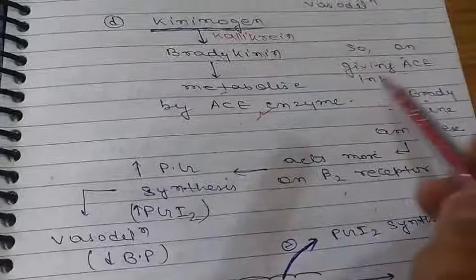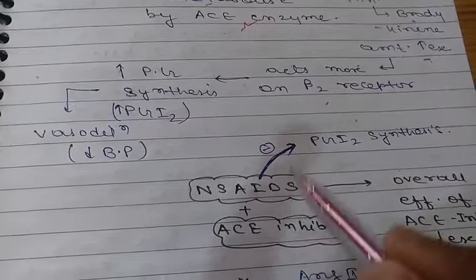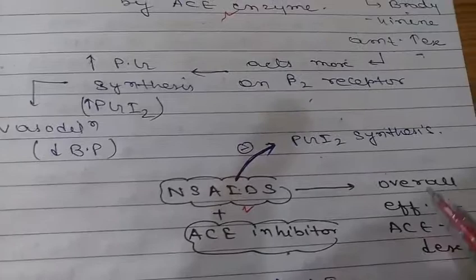Clear? So this is one effect of ACE inhibitors. Now we know that non-steroidal anti-inflammatory drugs inhibit prostaglandin synthesis. So if you are giving non-steroidal anti-inflammatory drugs with an ACE inhibitor, then what will occur?